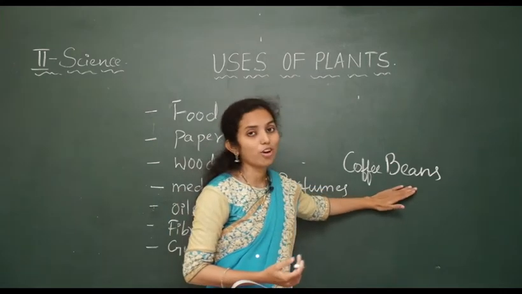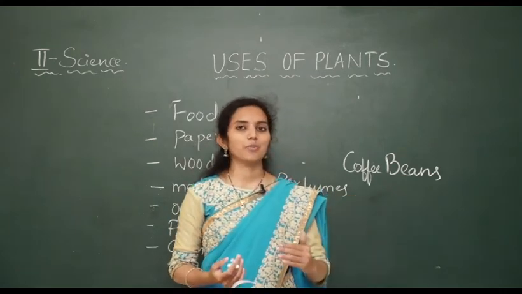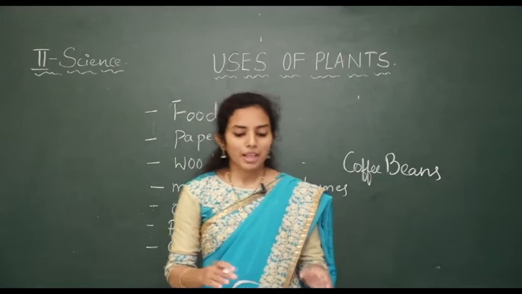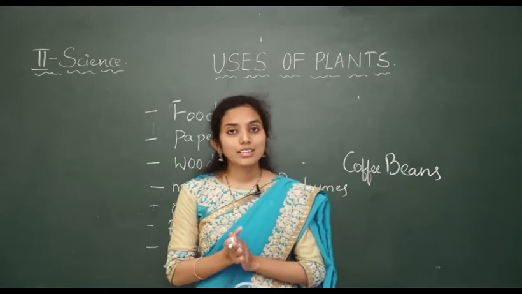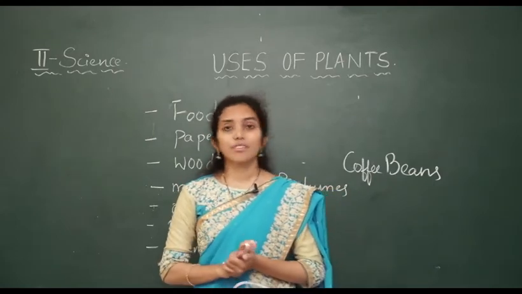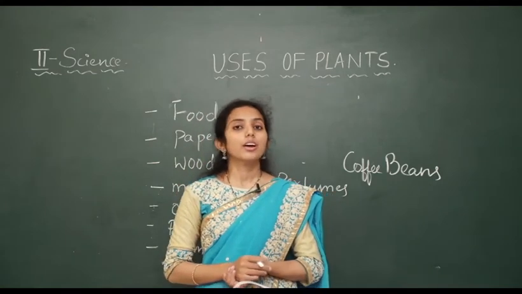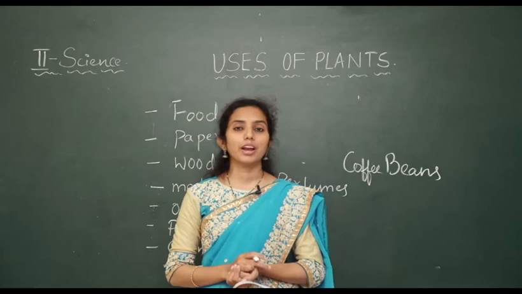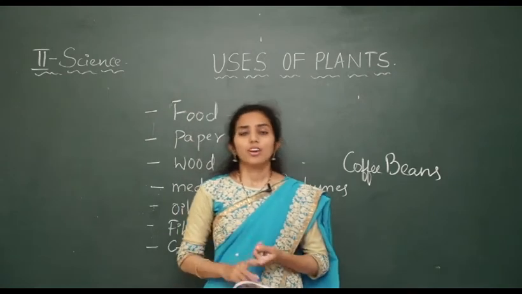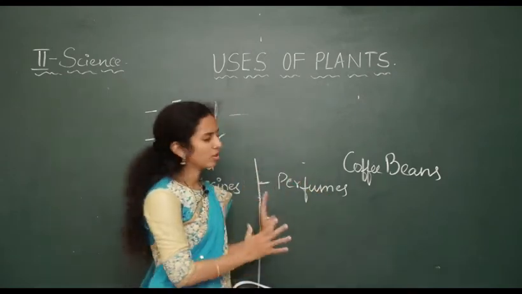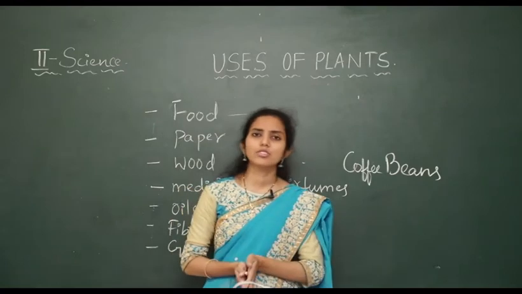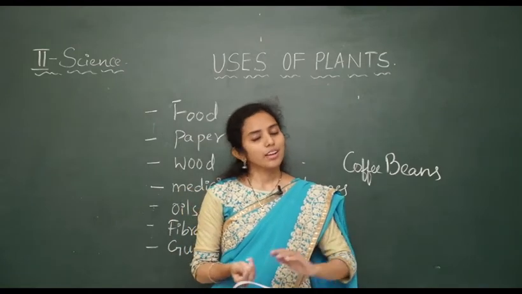So how do we get coffee? Coffee is also a product of plants. And what else? Sugar, we have discussed, it is prepared from the sugar cane, that is the stem of the sugar cane plant. And fruits, vegetables, all the types of healthy foods we get from plants.